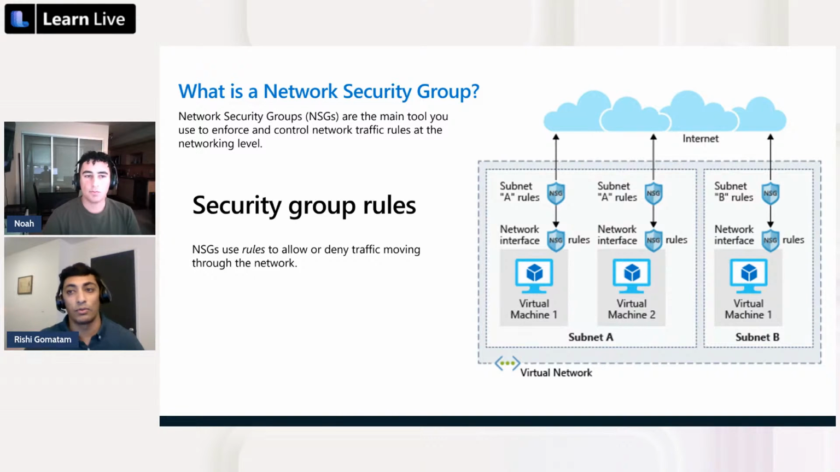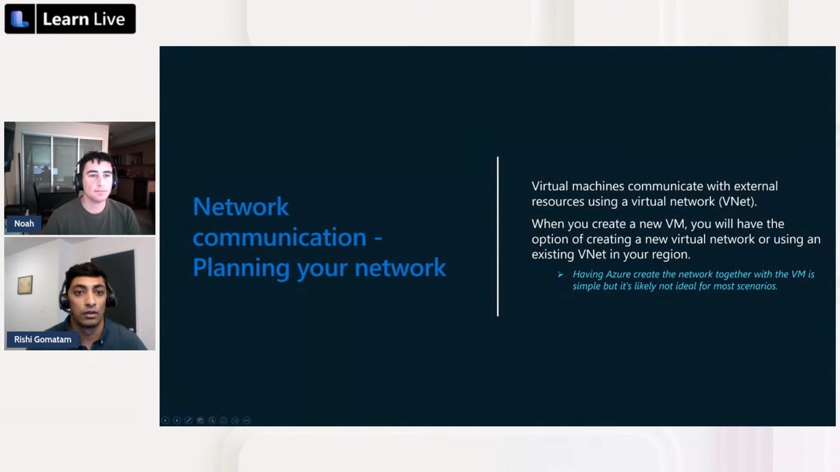So going back to network security groups, these are the tools that actually enable you to enforce and control the network traffic to your VNet and your subnets. These network security groups have rules which enable you to allow or deny traffic moving through your network accordingly. So in the next few slides, we'll talk a little bit more about how to plan your network communication and the actual network security group rules for virtual machines.